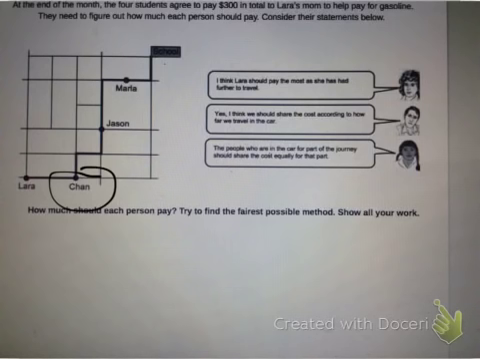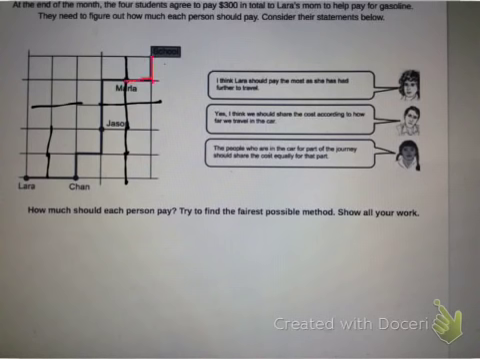But in order for you to get full credit on this problem, the amount of money each person pays needs to be connected to how far they live away from school. So, when you're looking at this, notice that this is broken up into grid lines. If we draw lines to connect these, we can make them all into squares. Then what we want to do is count how many squares away each person is from school.